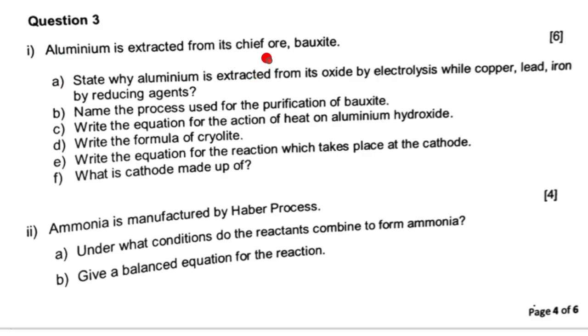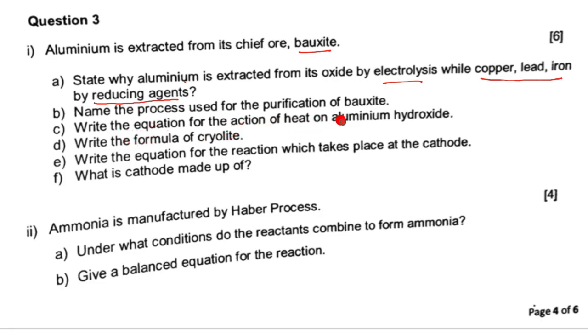Aluminium is extracted from its chief ore bauxite. State why aluminium is extracted from its oxide by electrolysis, while copper, lead and iron, their oxides are reduced by reducing agents. Now you know that aluminium is higher in the activity series and it has strong affinity for oxygen, so the oxide of aluminium will be stable. Name the process used in the purification of bauxite. This will be Baeyer's process.